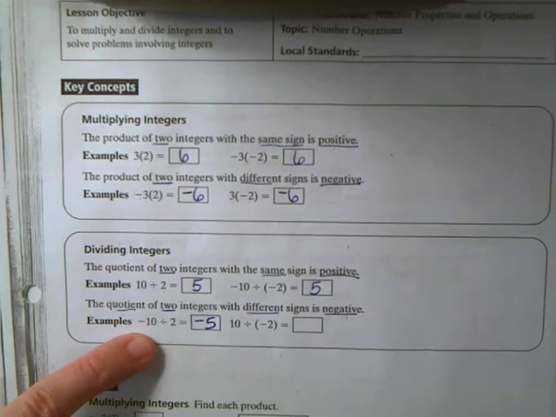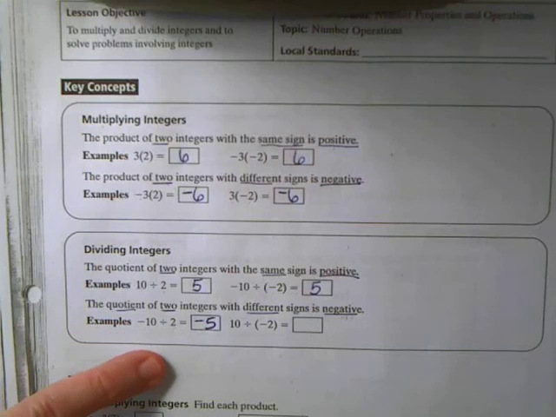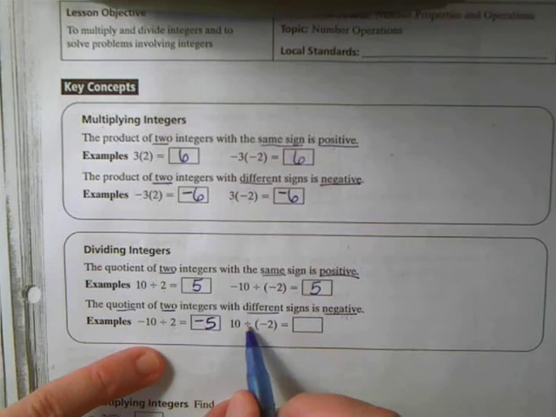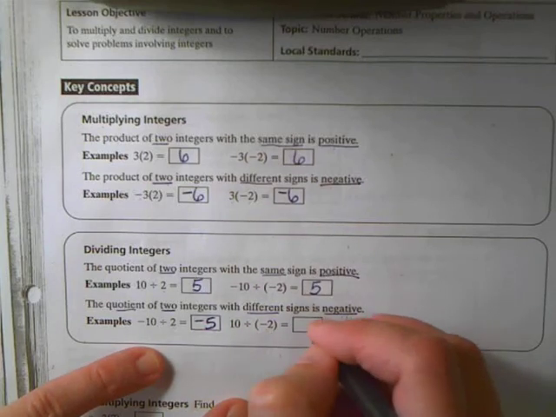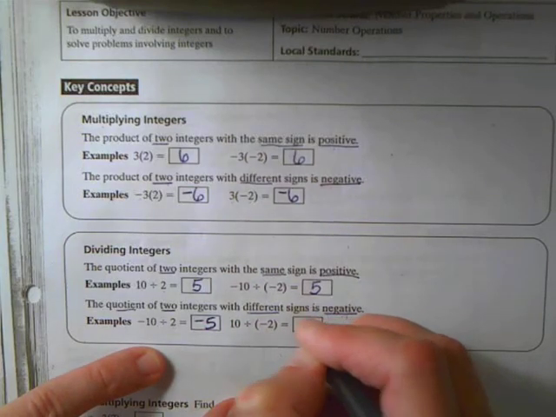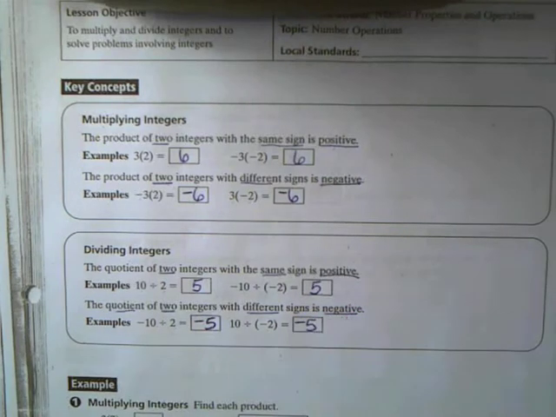So for example, -10 divided by 2 is going to give us a quotient of -5 according to this rule. So 10 divided by 2 is 5. Since I have one negative and one positive, my answer is -5. +10 divided by -2, 10 divided by 2 is 5. Again, my quotient is negative because my signs are different.